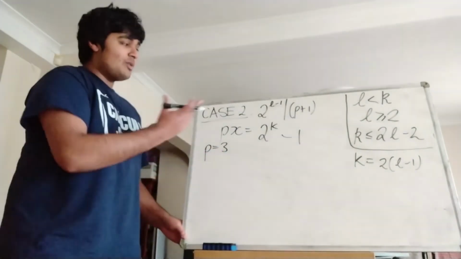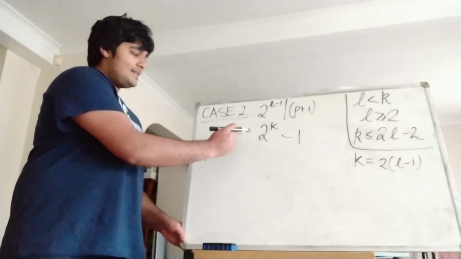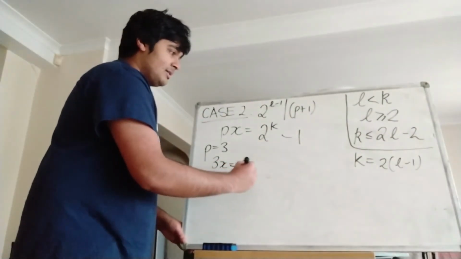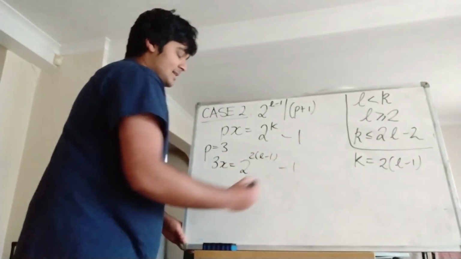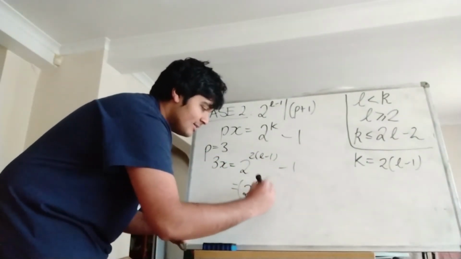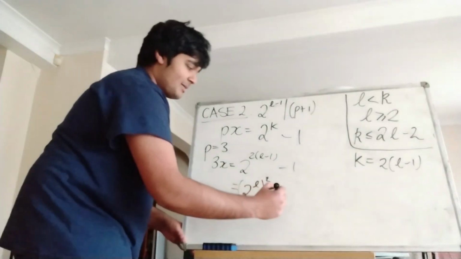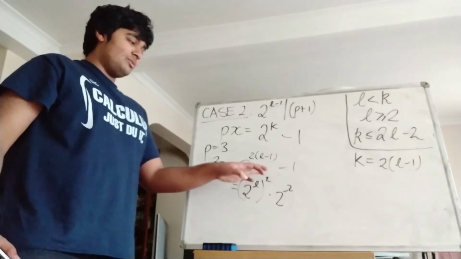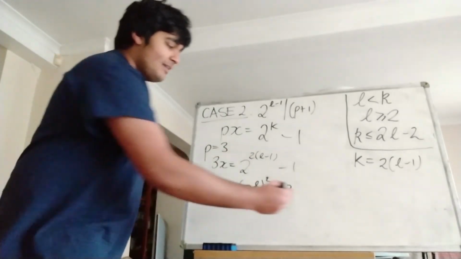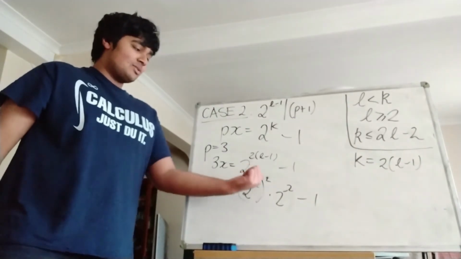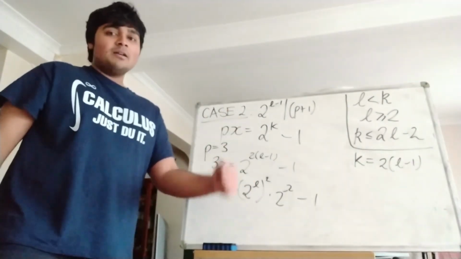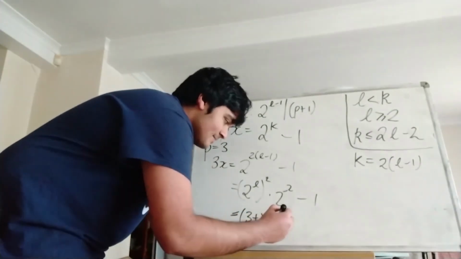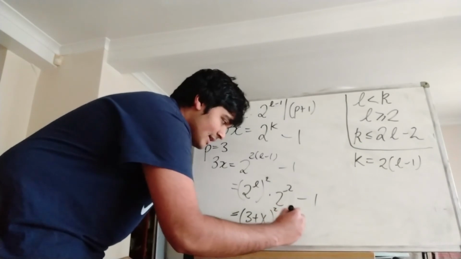Okay, and now from this we can work out what x is, because we know that p times x, which is just 3x, equals 2^k − 1, but that's just 2^(2L−2) − 1, which is (2^L)² times 2^(−2) − 1. So just expanding this out, it's 2^(2L), which is (2^L) all squared, times 2^(−2), minus 1. But what's (2^L)²? Remember, 2^L is just p + x. So this thing here is just (3 + x)² times a quarter, minus 1.